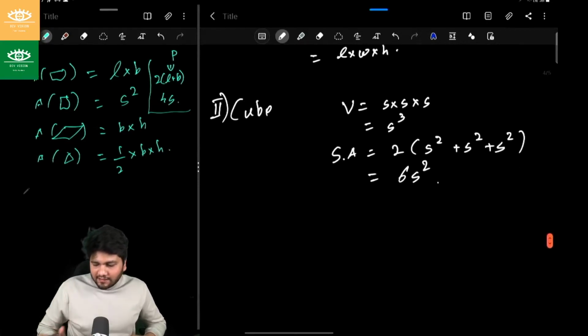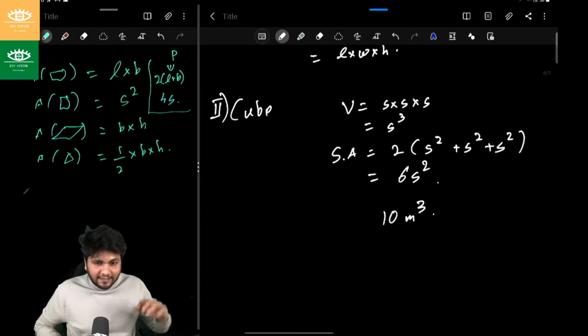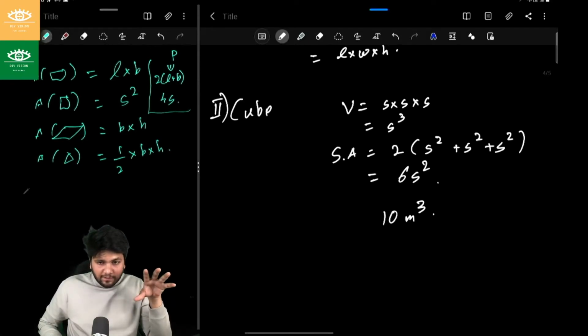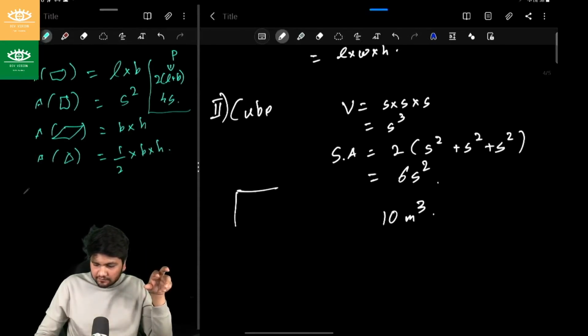Okay. Now, why is this important? Because whenever we talk about volume, we generally say the volume of this room is maybe 10 meter cube, for example. That means what? Just like in area, if I say 10 meter square, then 10 squares of 1 by 1 each will be filled on that surface. But if you talk about volume, then if it is 10 meter cube, that means 10 cubes of 1 by 1 by 1 each, like this.